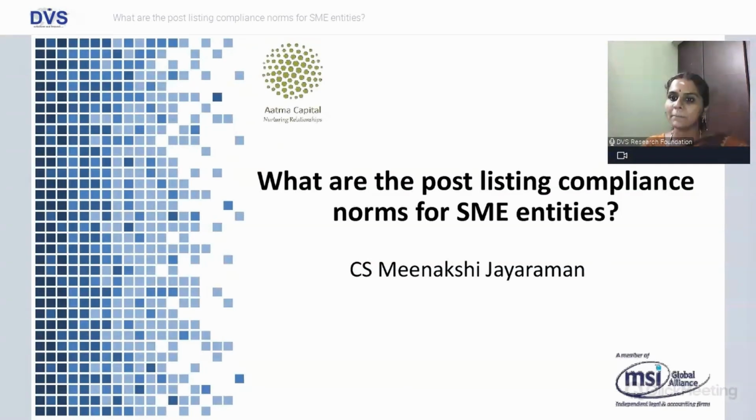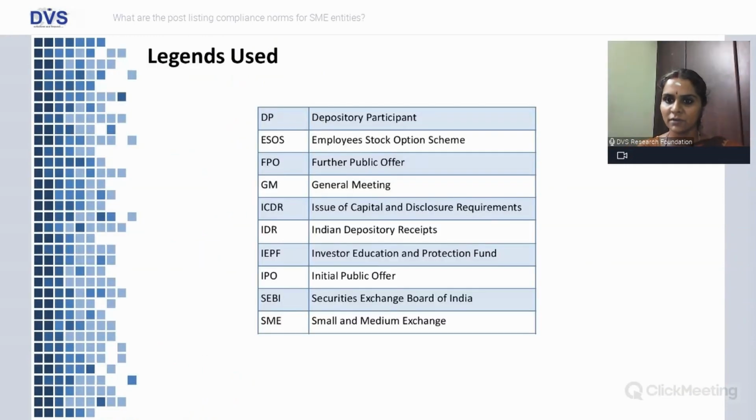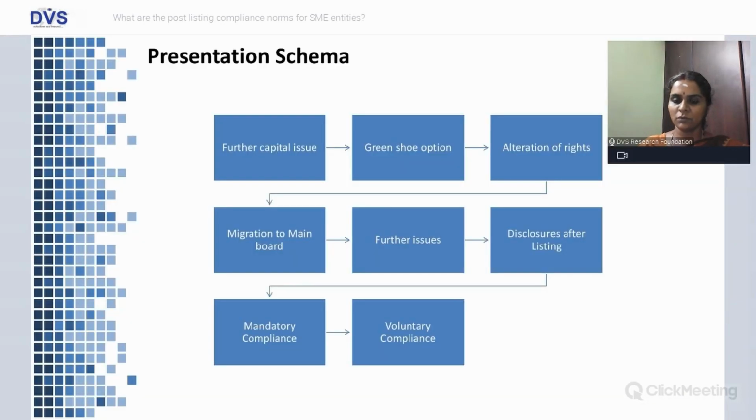Today, we're going to complete this SME series by trying to understand what are the post-listing compliance norms for SME entities. My sincere thanks to Aishwarya for this presentation. These are a couple of legends which we have used in today's presentation: the depository participant, the employee stock option, the further public offer, general meetings, the issue of capital and disclosure requirement regulations, and SMEs, as we all are already aware of.